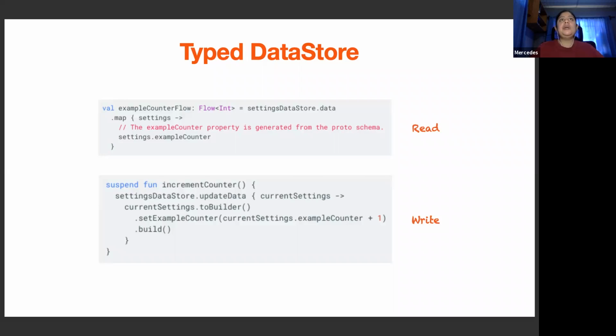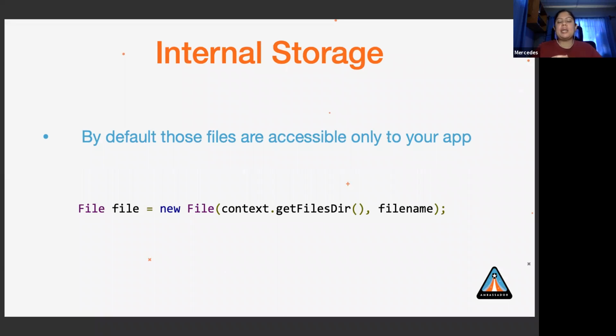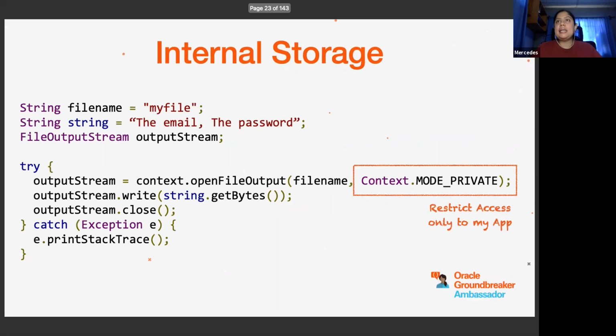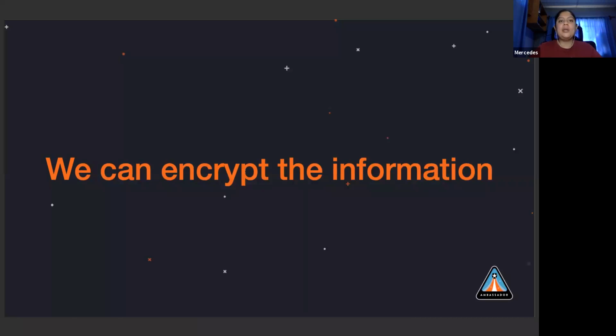So we will continue. Then we have the internal storage. And something that happens with internal storage is that by default, the files are only accessed by our app. Also, we can create files in other ways, and we can establish that this restriction will be only for our application. So in that way, we are guaranteed that the information we are saving there can be read only by our application. The next thing is that we can use encryption too.